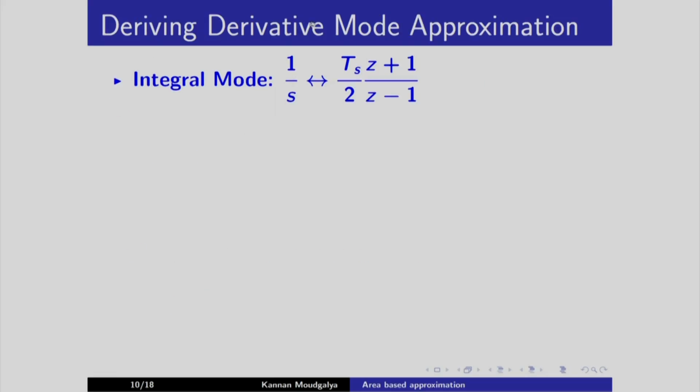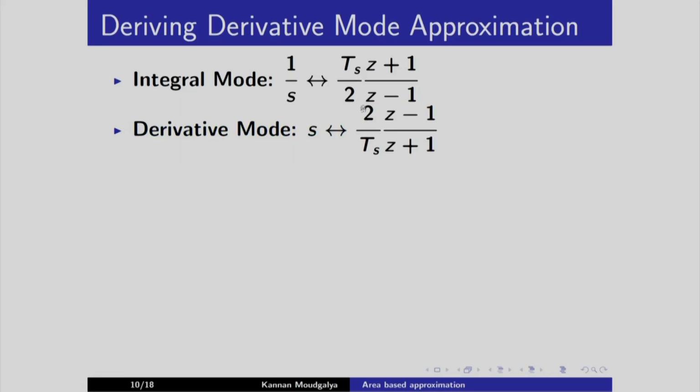Now let us derive the derivative mode approximation from this. This is the trapezoidal approximation we obtained earlier. For derivative mode, I have to use the reciprocal of this. So I get s having the reciprocal of this term on the right hand side. Of course, this is a high pass filter because it has a 0 at z equals 1 and a pole at minus 1.